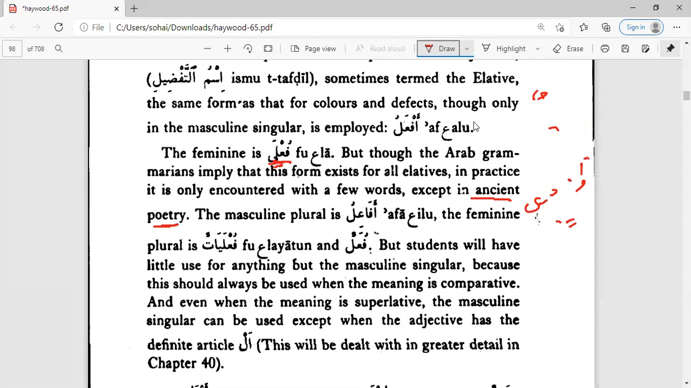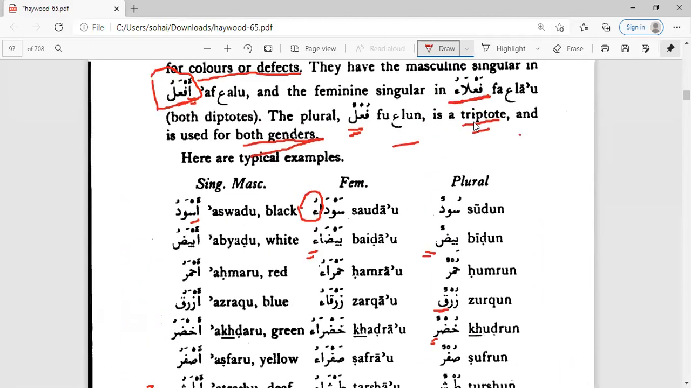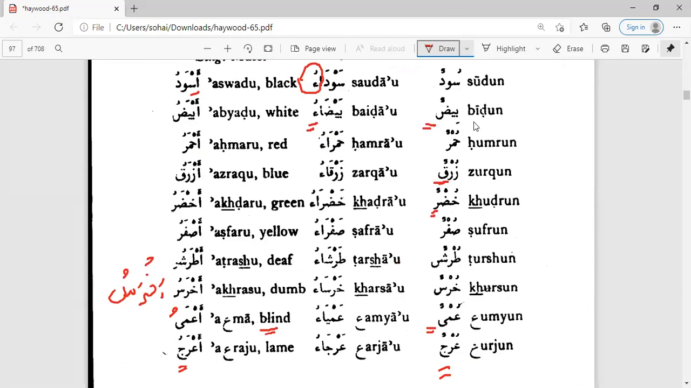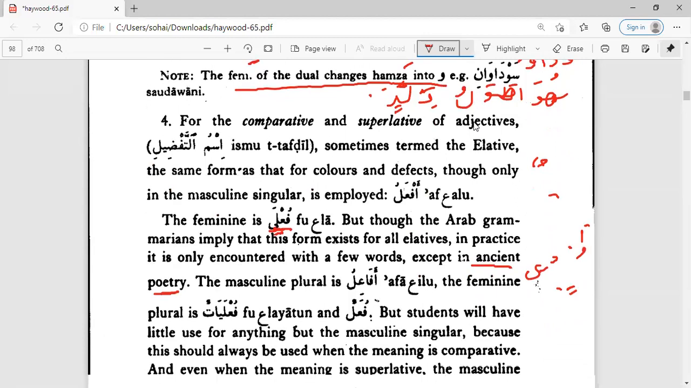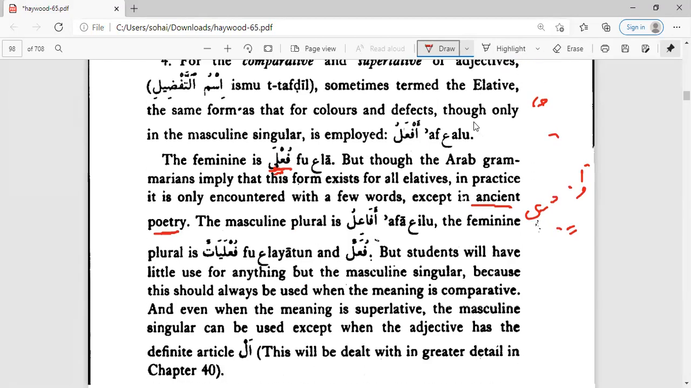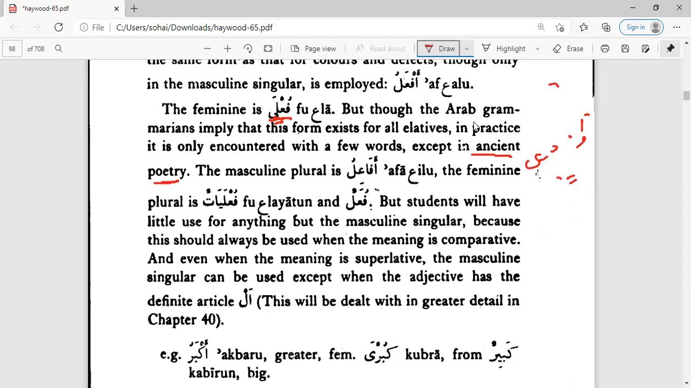Don't forget what we've done before: af'alu in colors was a bit different. The scale there is af'alu, for feminine fa'la'u, and fu'lun for plural. These are specific for colors and defects. Then we are doing Ism Tafdeel, which is called comparative and superlative. Here, even though the masculine scale is the same, af'alu, the feminine scale is different, and so is the plural.